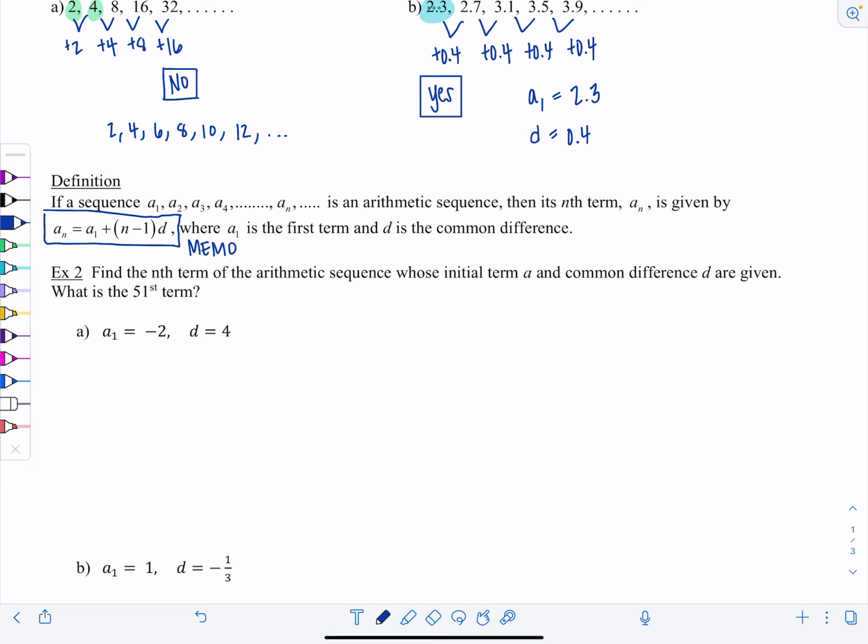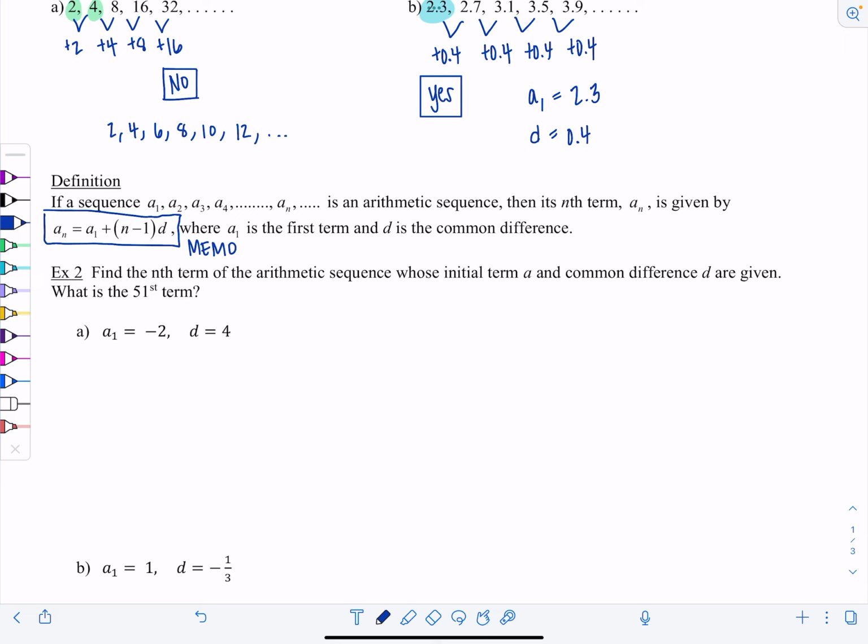Good. So let's practice using that definition as we work through the next examples. Example 2. Find the nth term of the arithmetic sequence whose initial term A and common difference D are given. What is the 51st term? All right, lovely. So let's see here. They told me for example A1 is equal to -2 and D is equal to 4.